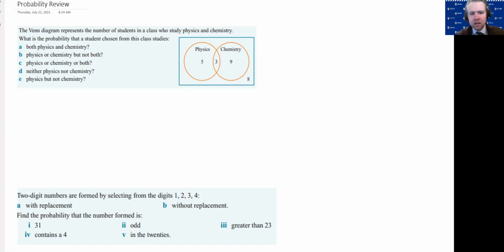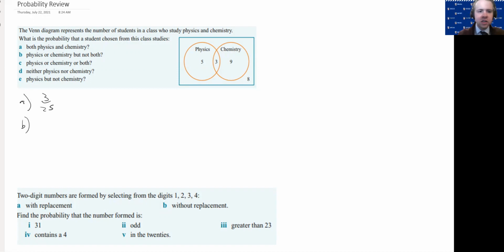Okay, so that gives us 25, I believe. So 8, 17, 25. Okay, so what's the probability that a student chosen from this class studies both physics and chemistry? That means it's got to be in that overlap gap. So for A, it's going to be 3 out of 25.